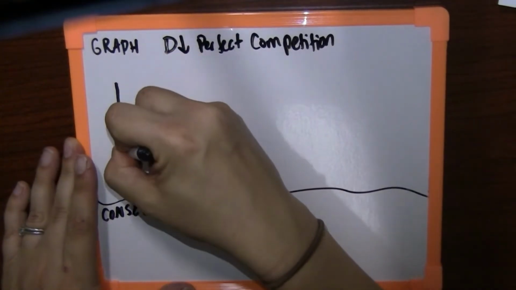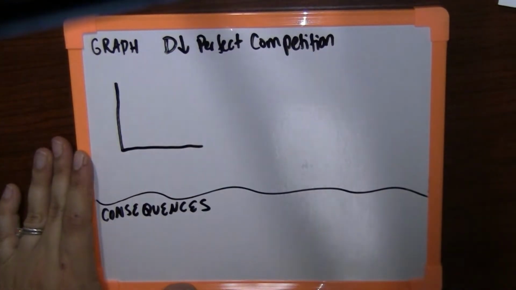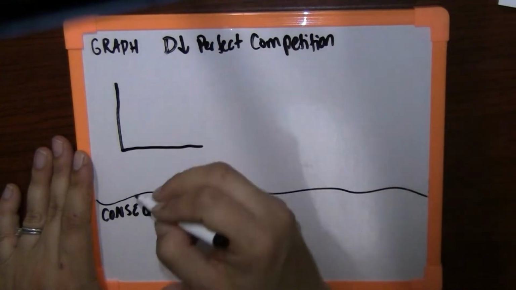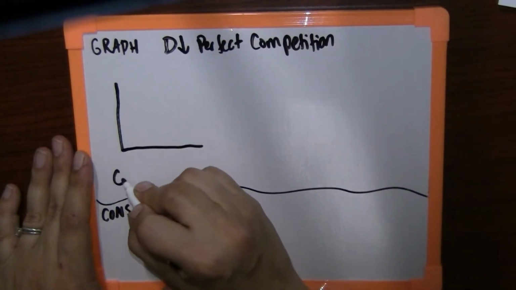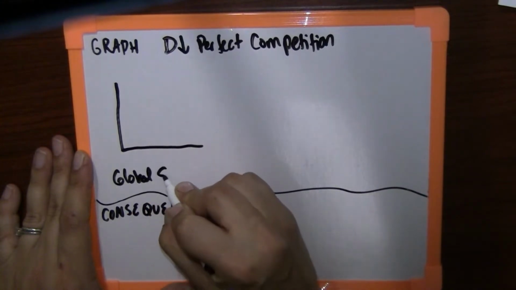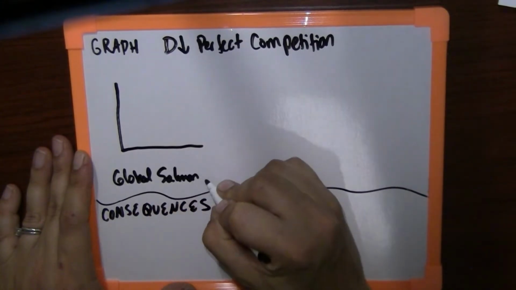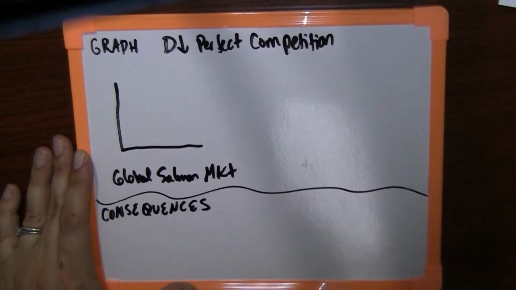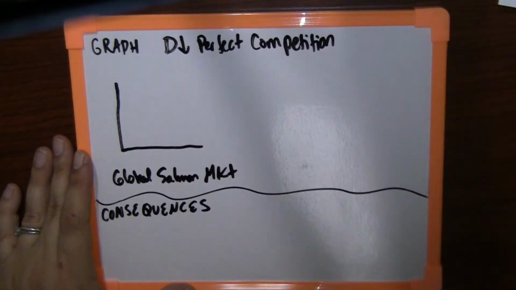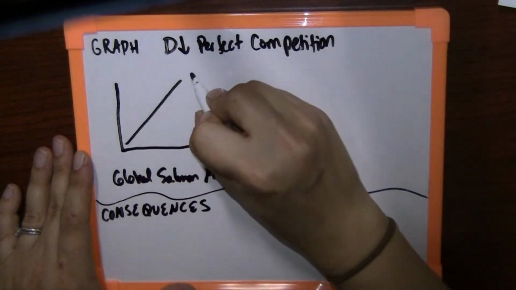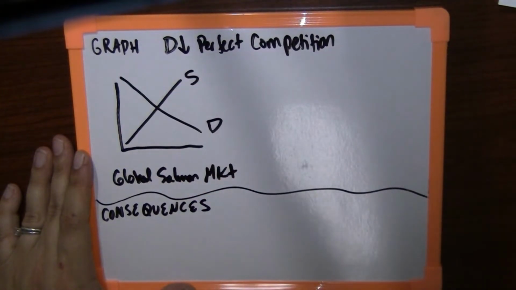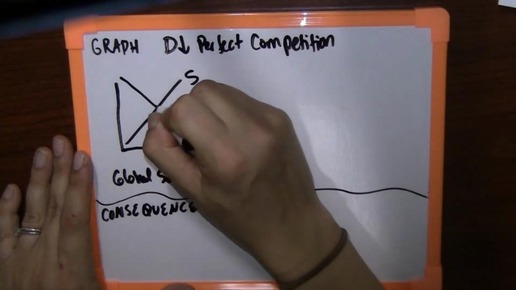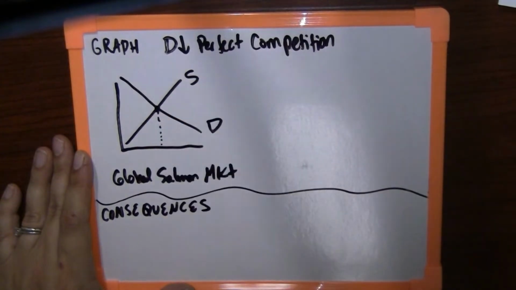So in perfect competition, we have the larger market over here on the left. Let's think about salmon again, just like we were in class. So this is the global salmon market. And this market is comprised of very normal looking supply and demand curves. You don't have to worry about elasticity. I'm not going to try to think too hard about what these curves look like. Just draw some regular looking supply and demand.